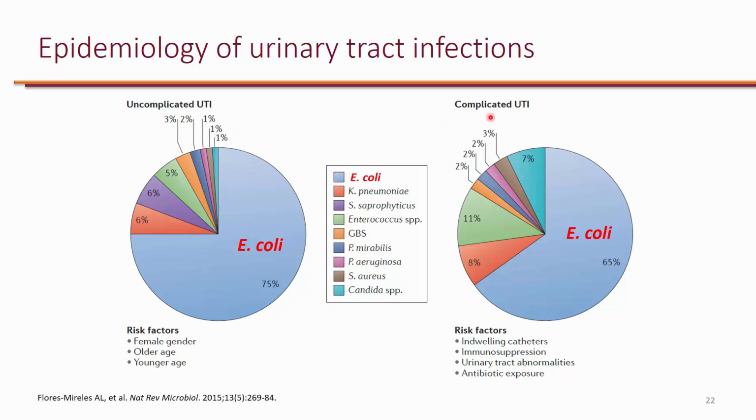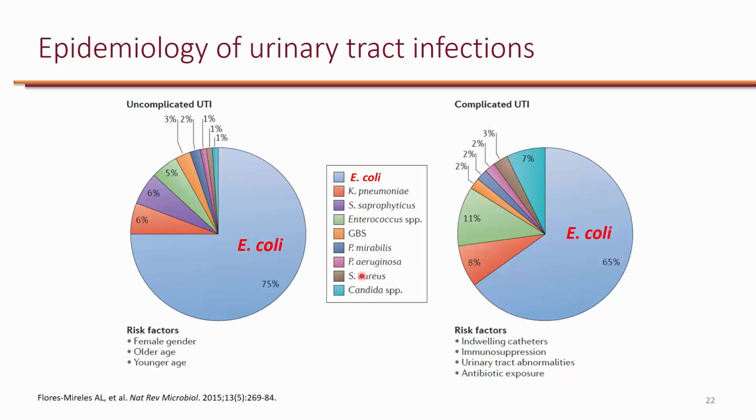And of course, when it comes to complicated UTI, it's still E. coli as your number one organism, along with Klebsiella and Enterococcus. However, note that in complicated UTI, you do start to see more Candida species causing UTI, or candiduria as we call it. Now, in complicated UTI, they are more likely to be due to resistant organisms.